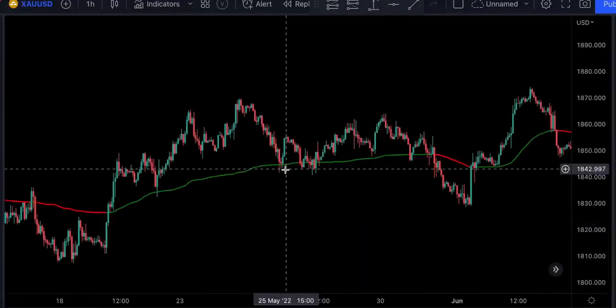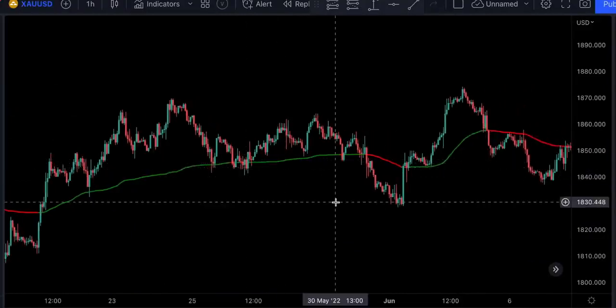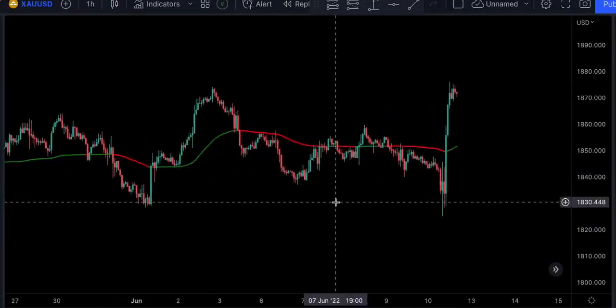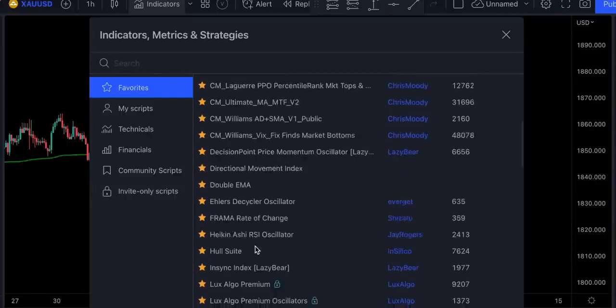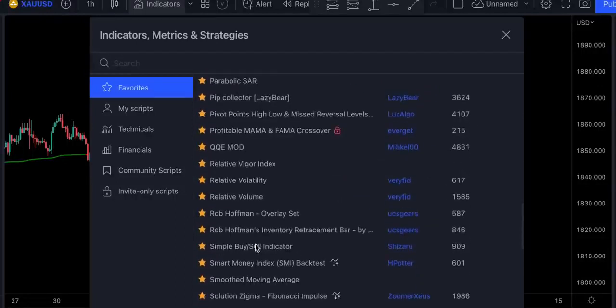I think anything above 30 would give you late entries. It does issue some false signals sometimes, but again, we can't be using this indicator on its own. So adding such indicators as Chandelier Exit, Super Trend, or Trend Meter could be a really good idea.